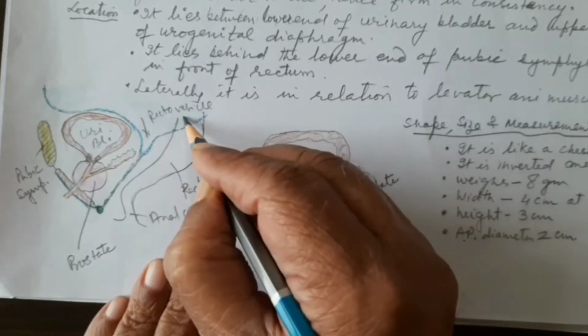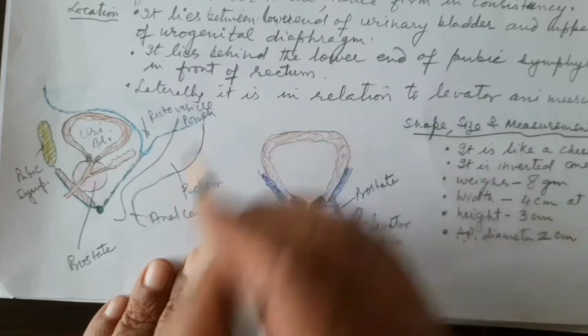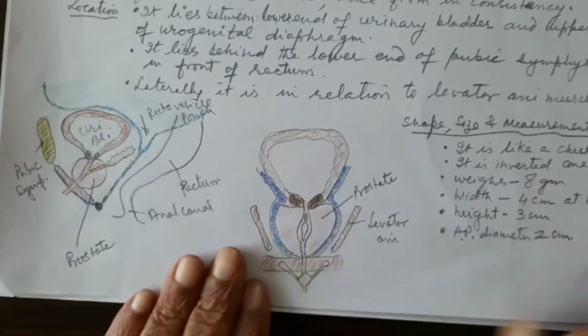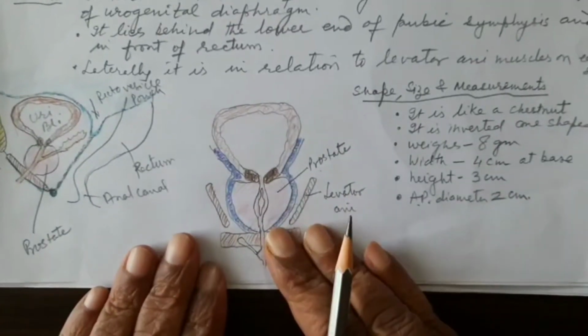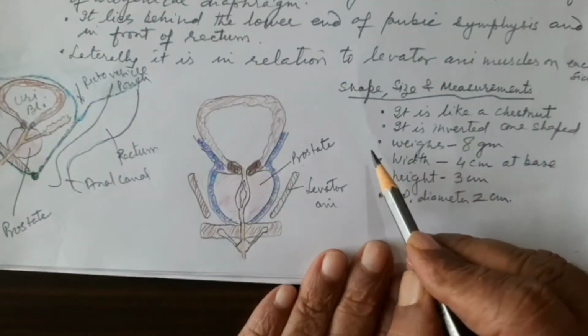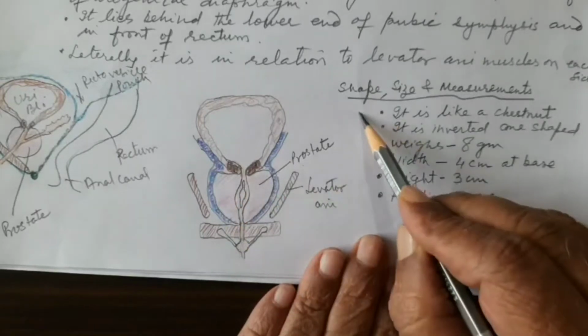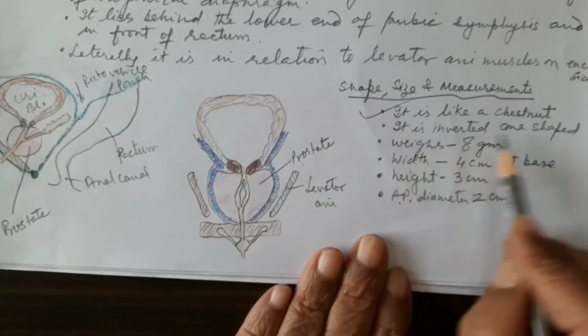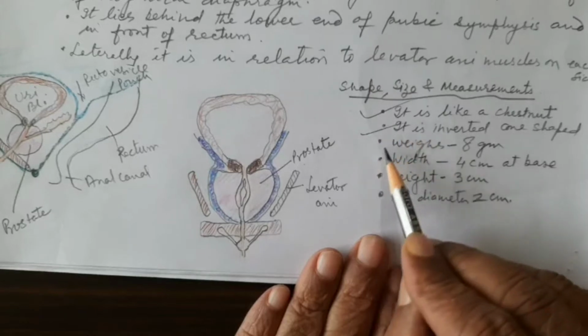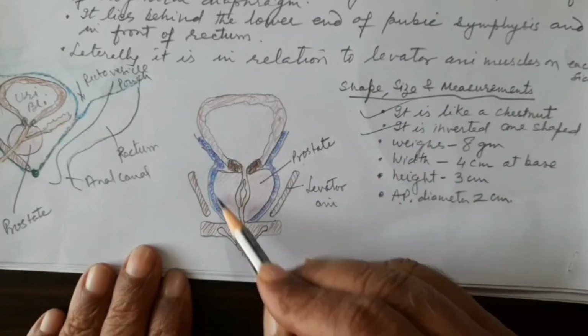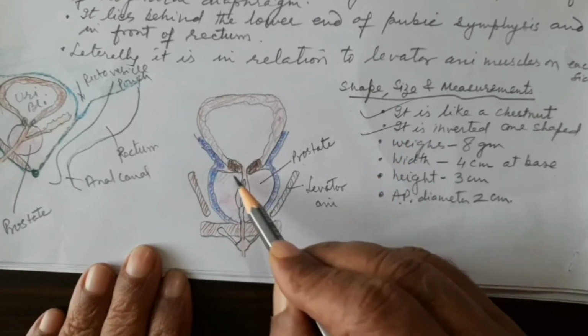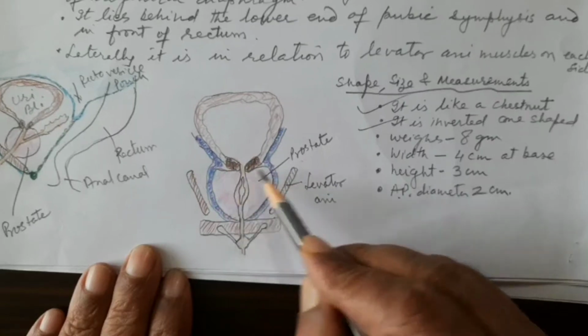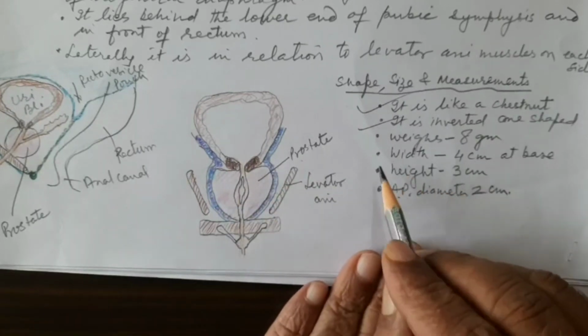Rectovesical pouch. Right, let us see the shape, size, and measurements of this prostatic gland. It is like a chestnut, so it's small, and the shape is like a chestnut. It is an inverted cone shape. See here, this is a cone shape. Apex is here and base is here. So it is an inverted cone shape.